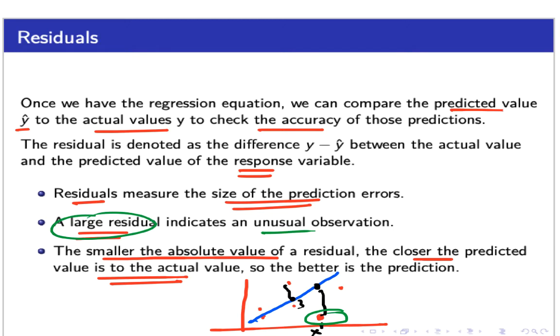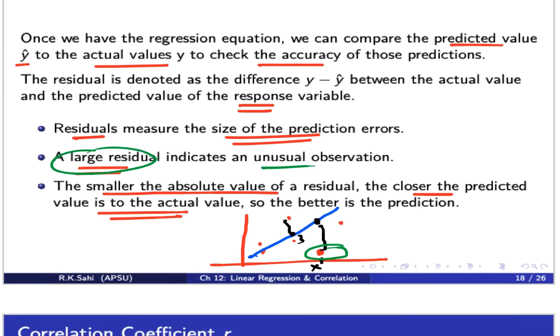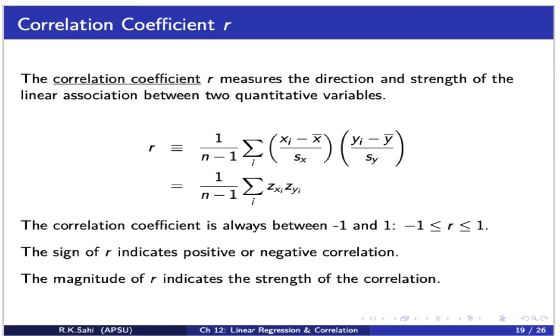Now, we also talked about the strength of the relationship or association between these variables. That is given with the help of the correlation coefficient.